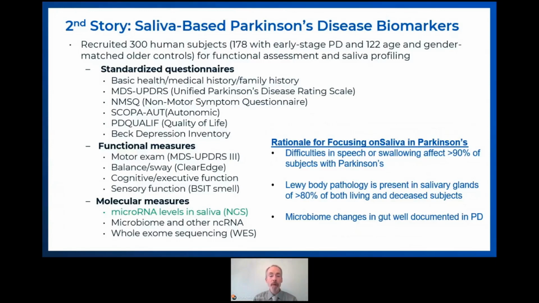And certainly the microbiome changes in the gut are now well documented in Parkinson's. And it's thought that the gut changes precede the motor changes you see by several years. So we were very excited to do biomarker development in Parkinson's disease. The functional assessment was very important to establish, and we used all of the standard questionnaires and functional measures that were the most appropriate to truly classify these subjects as early stage Parkinson's disease. And again, we focused on the host microRNA as well as the microbiome.